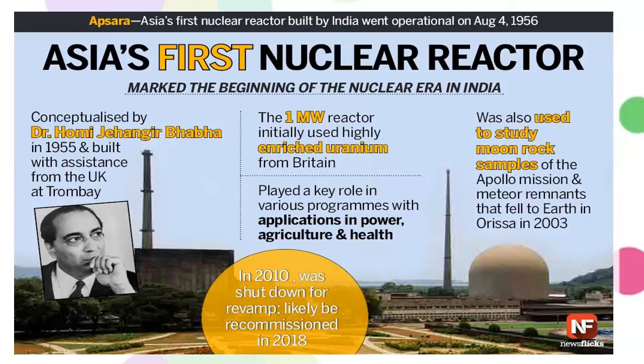Asia's first nuclear reactor was operated on August 4, 1956. It was conceptualized by Dr. Homi Jahangir Bhabha and built in 1955 with assistance from the UK at Trombay. This played a very key role in various programs with applications in power, agriculture and health. We all know how important electricity is for any nation to be strong, self-reliant and powerful. This first reactor of India is named Apsara.